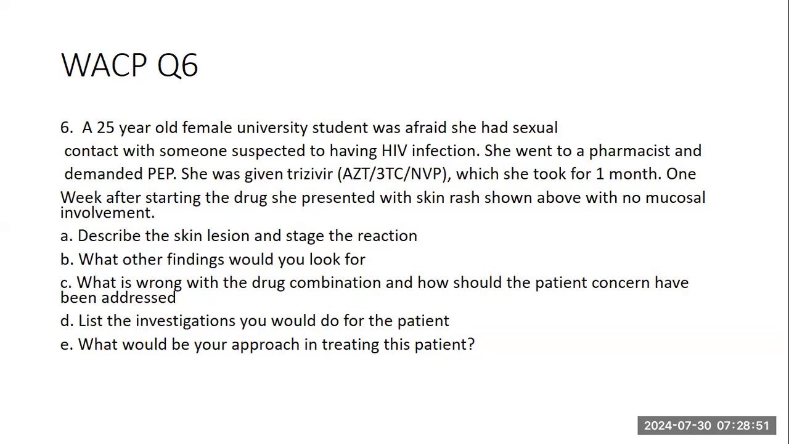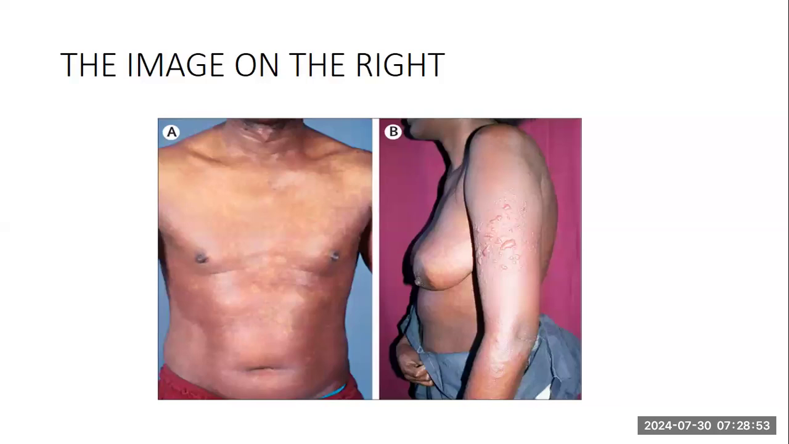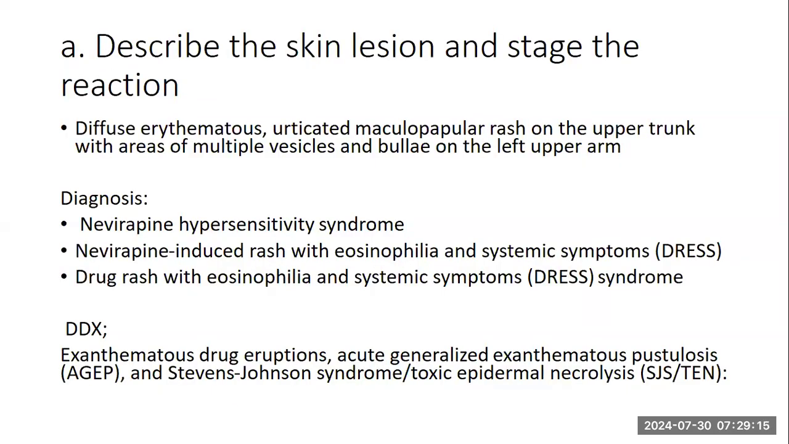So in looking at the picture, how do we describe it? First of all, you have to look at the differential diagnosis you are likely to see. In this case, the culprit drug is nevirapine, which is one of the common causes of drug eruption, and the patient was given nevirapine. Looking at the differentials, keep in mind that the patient might have nevirapine hypersensitivity syndrome or reaction, or nevirapine-induced rash with eosinophilia and systemic symptoms.